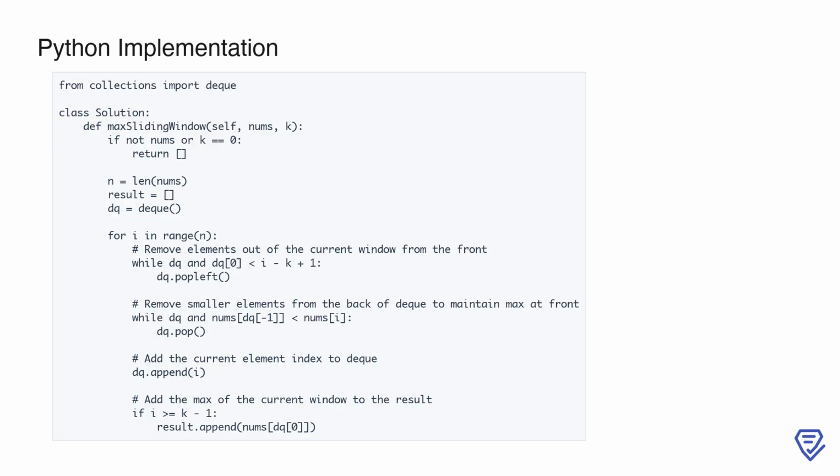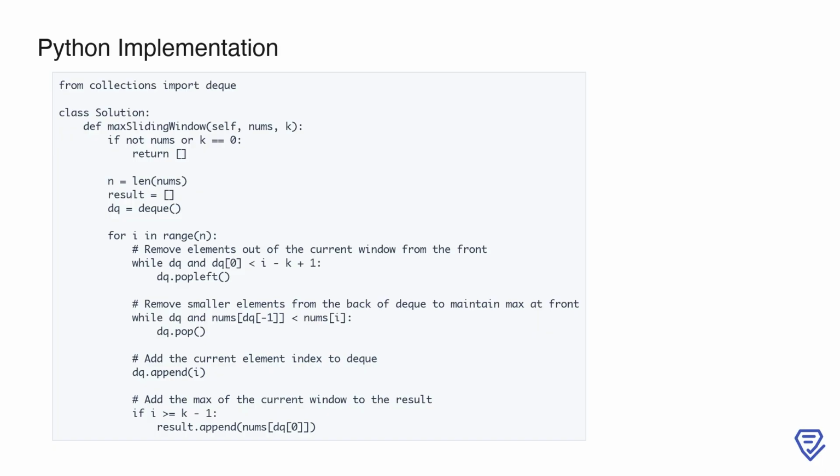The first task inside the loop is to ensure that the DEQ only contains elements within the current sliding window. If the front of the DEQ points to an index outside the window's range, we remove it using popleft. Then, we remove indices from the back of the DEQ while the corresponding elements in nums are smaller than the current element, ensuring the DEQ always maintains indices in decreasing order of their values. Once the DEQ is updated, we append the current index to it.